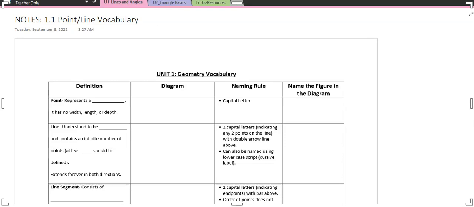Hello everyone, Mr. Fugay here, and this video is our first video in geometry, which is going to introduce us to some important vocabulary regarding points, lines, and angles. Prior to this video, you should have watched two videos by Math Antics on YouTube, and those should be linked in your lesson plan. Be sure to check those out as they give a more visual context to what I'm going to be discussing in this video.